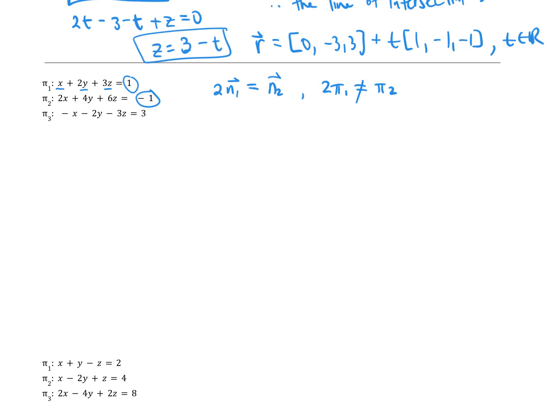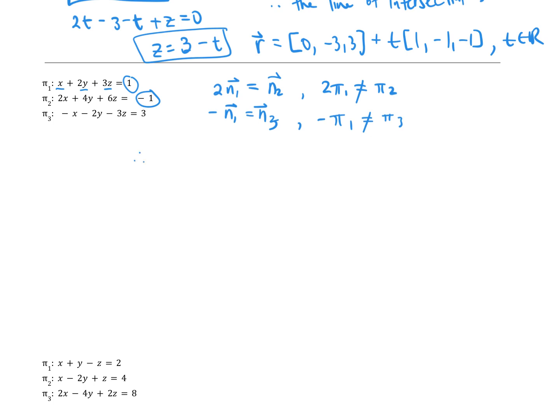which means plane 1 and plane 2 are parallel and distinct. Let's bring plane 3 into the mix. Well, it looks like I can take that first normal and just multiply it by negative 1 to get the third normal. So that means they're parallel. But if I try to take the constant and multiply it by negative 1, so if I look at 1, I should get negative 1 for the constant in plane 3, but I don't.